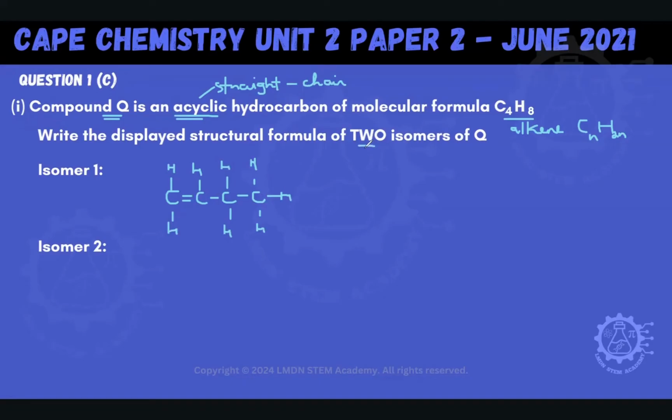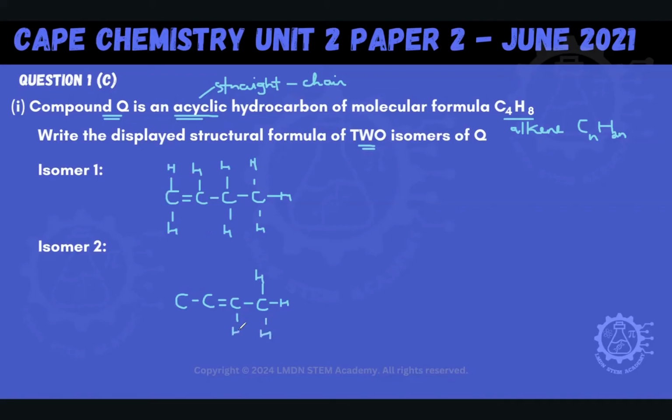Now, they said 2 isomers of Q, so I could draw another isomer of this. In fact, I'm just going to do a positional isomer where the double bond is in a different location. So I'm going to put the double bond right here. When I do that, this is what I'm going to get. I'm going to have C, single bond C, double bond C, C, and then I'm just going to populate out with the rest of them with H's now.